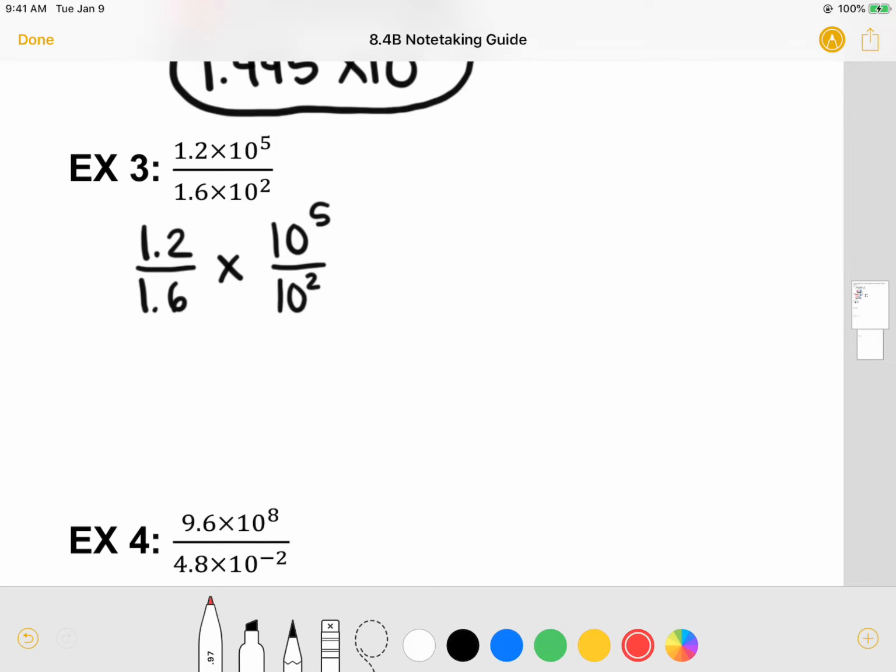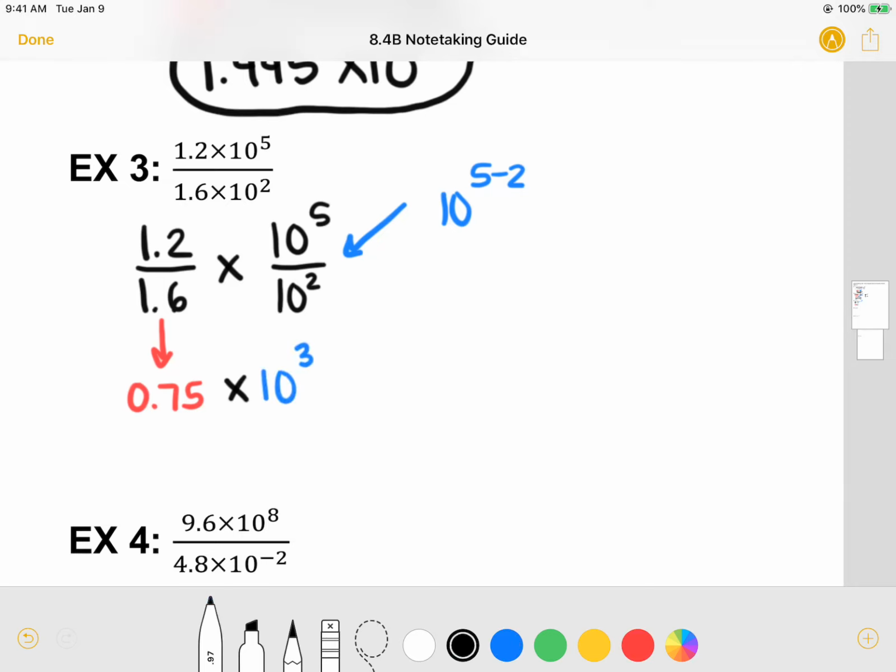Okay, grab your calculator and divide 1.2 by 1.6. What you should get is 0.75. Now with our properties of exponents, if we are dividing and we have the same base, we subtract our exponents. So 10 to the 5th divided by 10 squared gives us 10 to the 3rd power.